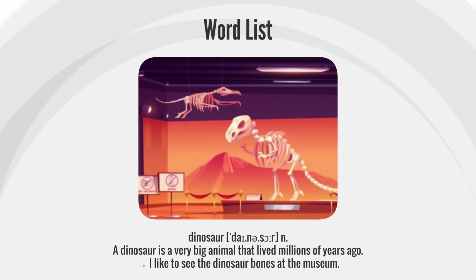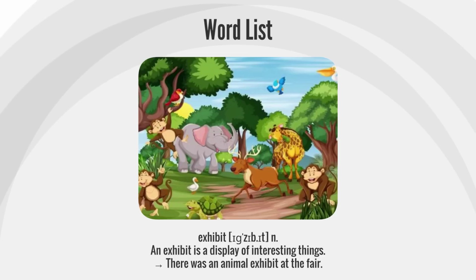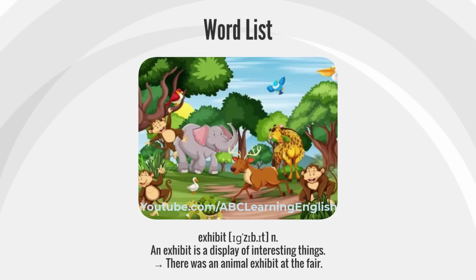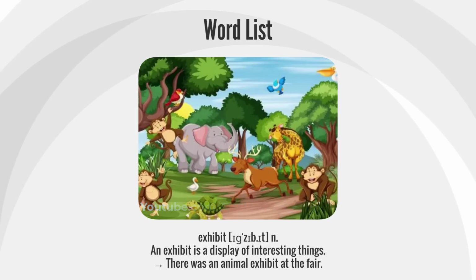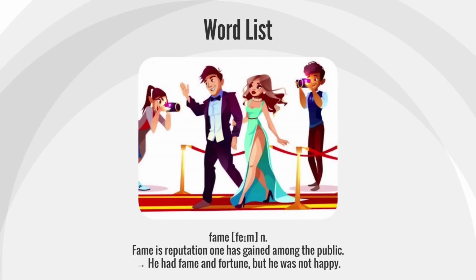Dinosaur. A dinosaur is a very big animal that lived millions of years ago. I like to see the dinosaur bones at the museum. Exhibit. An exhibit is a display of interesting things. There was an animal exhibit at the fair. Fame. Fame is reputation one has gained among the public. He had fame and fortune, but he was not happy.